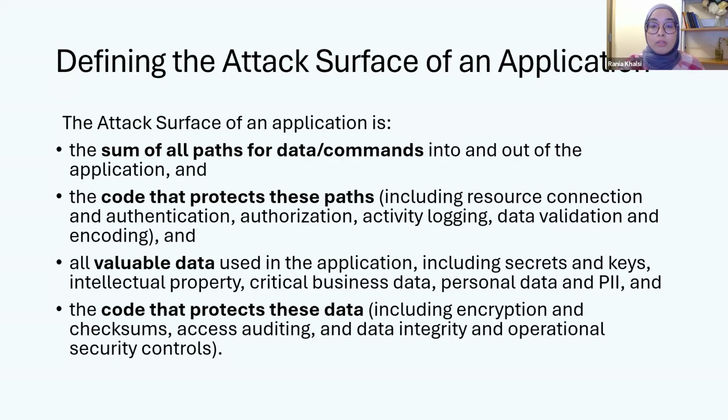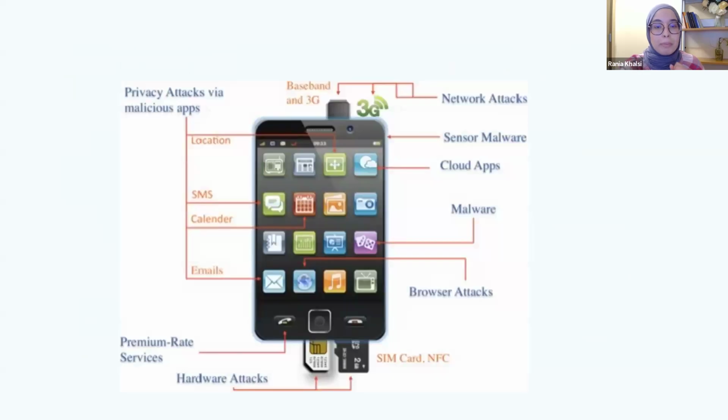So when we talk about reducing the attack surface, we are not just talking about reducing features, okay? We are talking about carefully managing access points, sensitive data, and the mechanisms that protect them, okay? So probably the main takeaway is that the attack surface is bigger than just features or just code. Okay, this is what we need mainly to keep in mind.